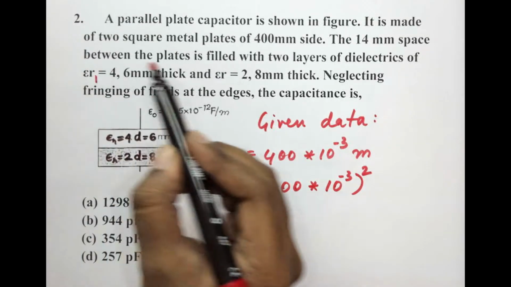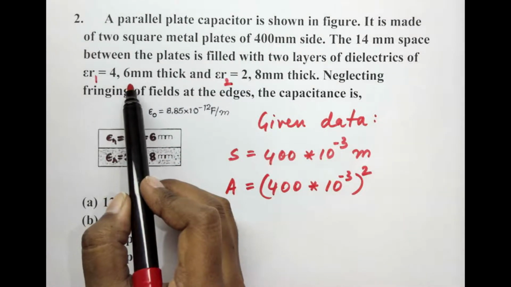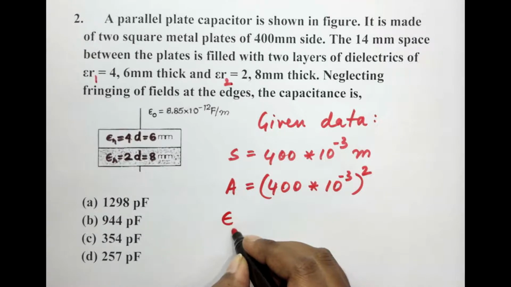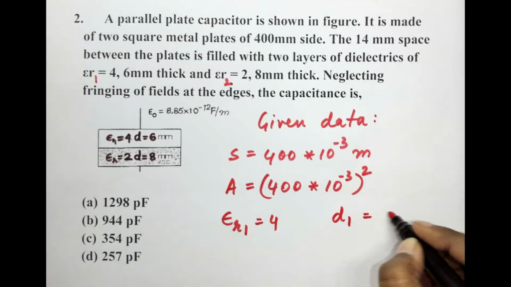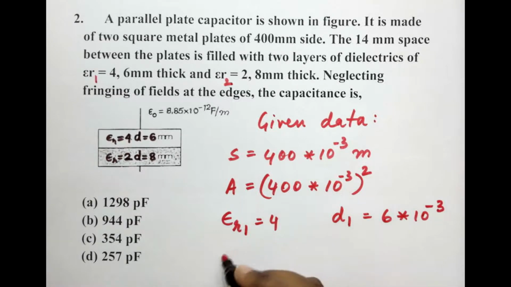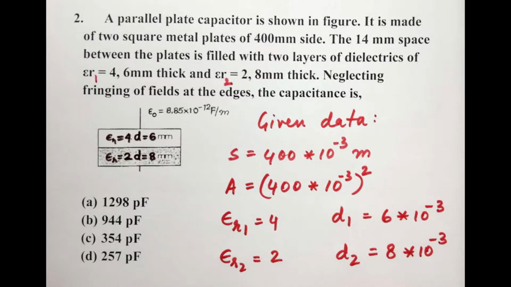Let's call this epsilon r1 and let's call this epsilon r2. And likewise, the thickness is d1 and d2. So we write that down. Epsilon r1 is 4, thickness d1 is 6 into 10 power minus 3. Epsilon r2 is 2, thickness d2 is 8 into 10 power minus 3. So this is the given data.